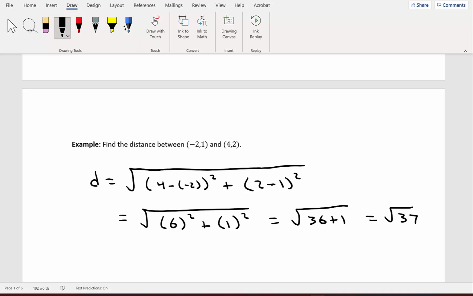Now square root of 37, I cannot simplify that, so that would be my final answer. So the distance is the square root of 37.